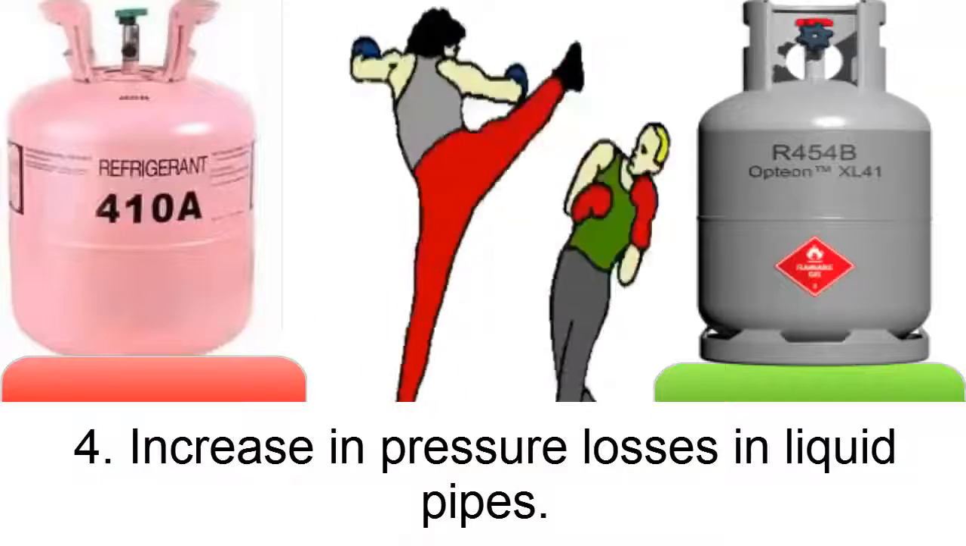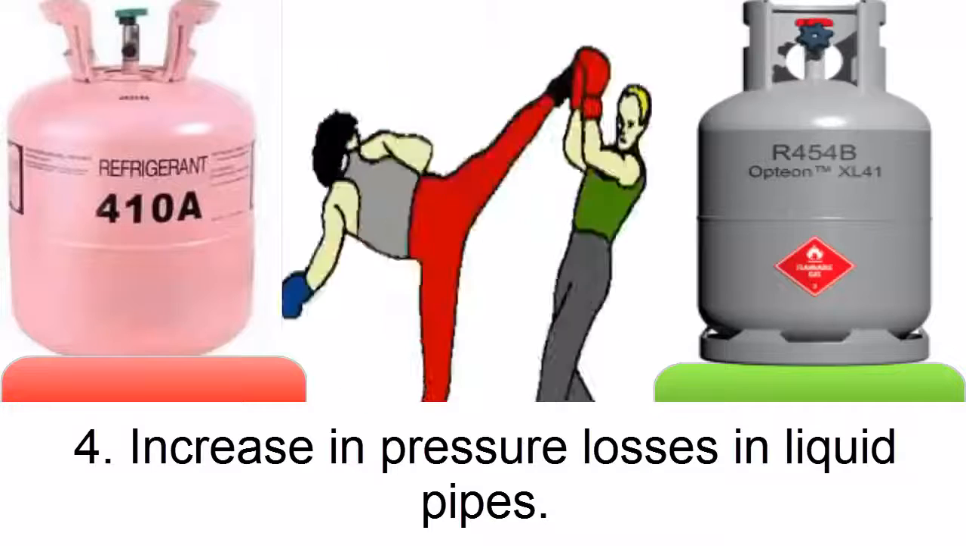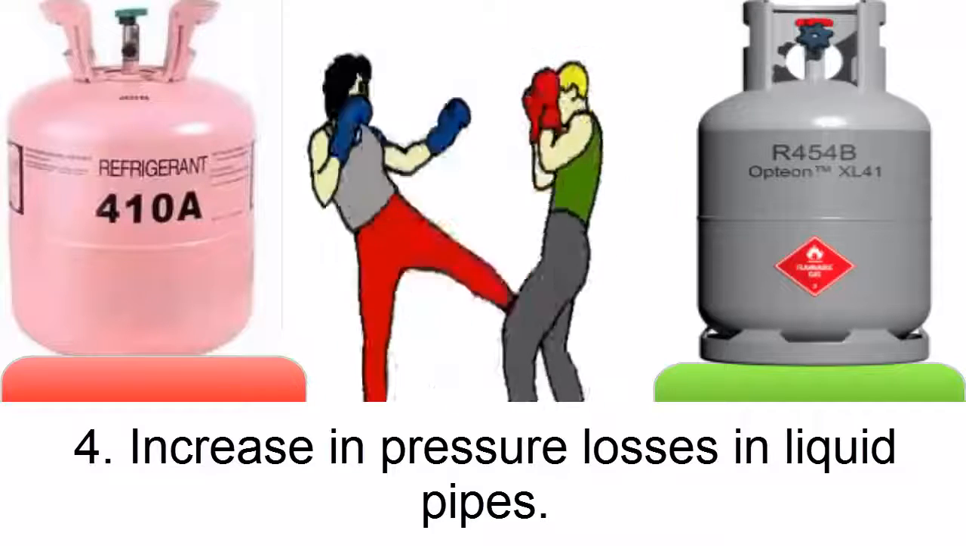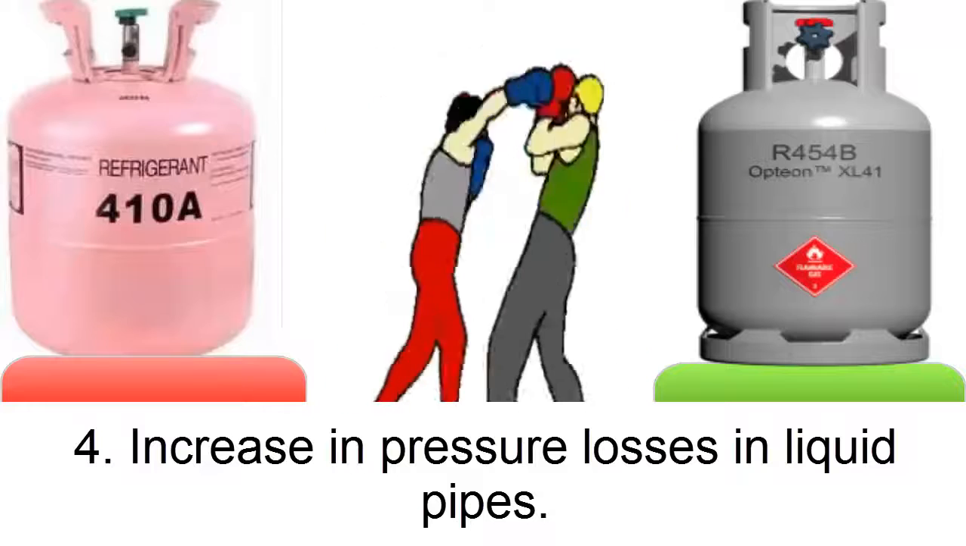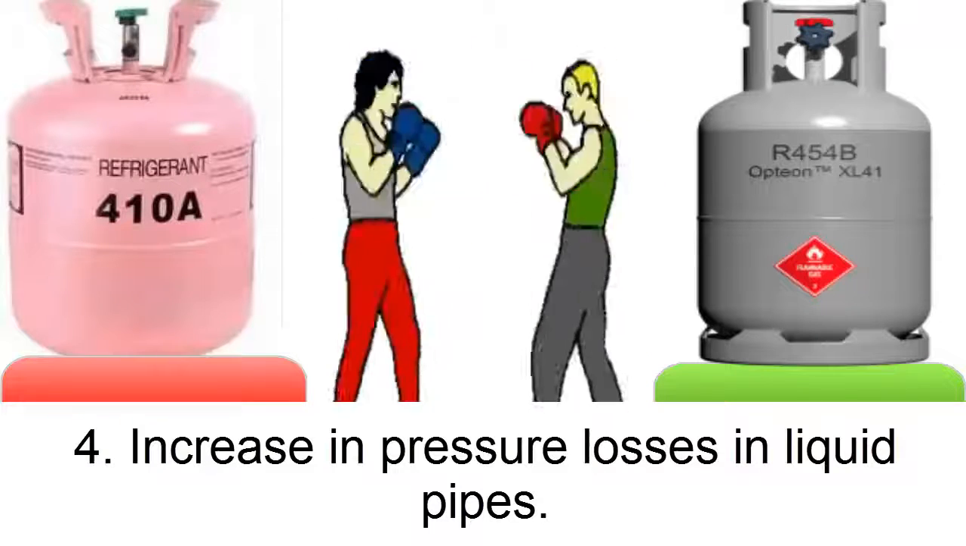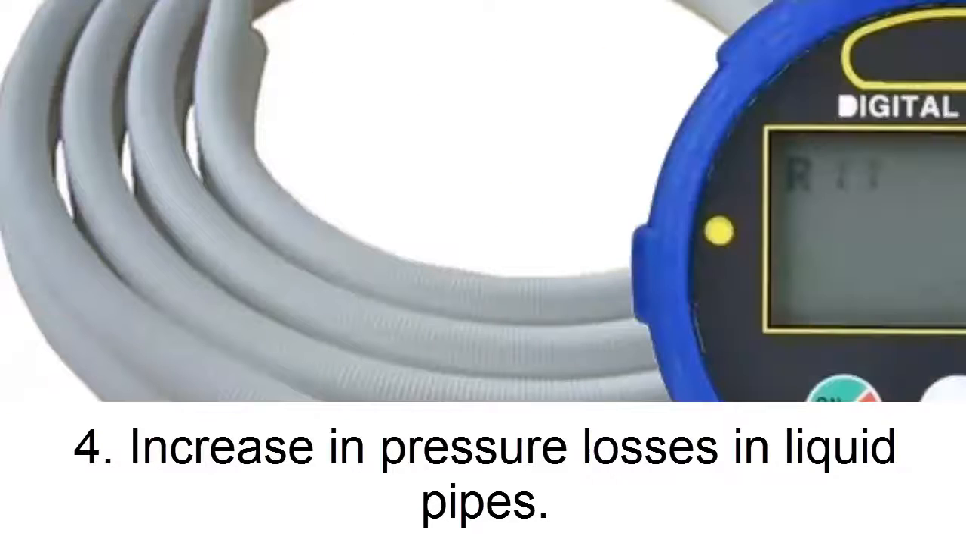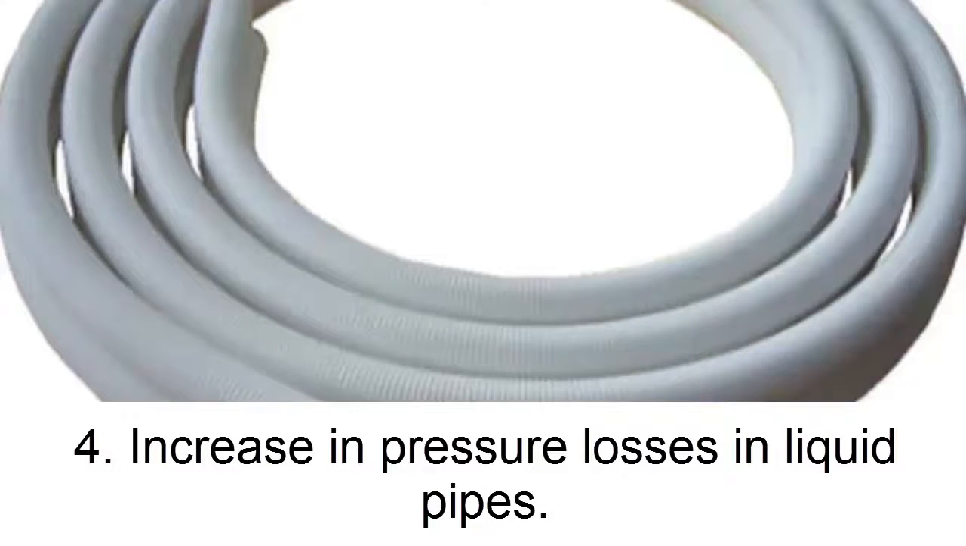4. The liquid density of R454B is lower than that of R410A. This means that the mass in liquid state with R410A is greater than with R454B, which can cause a higher pressure drop in the liquid lines when replacing R454B with R410A in a system.